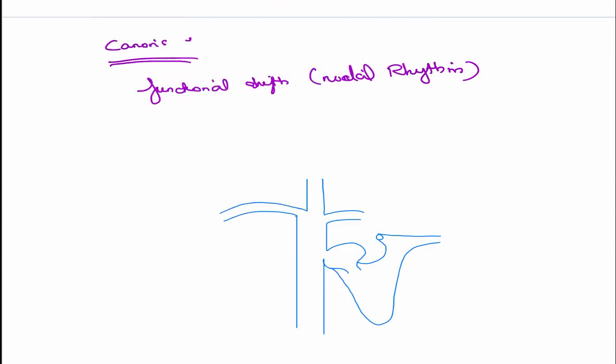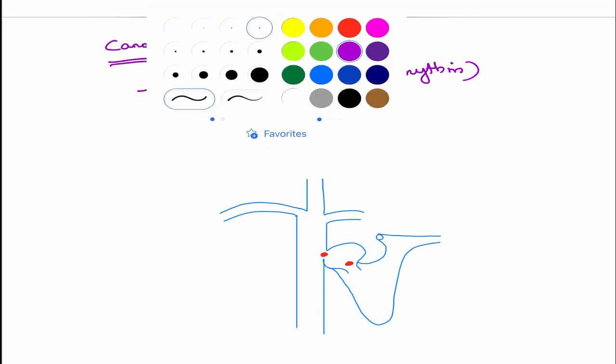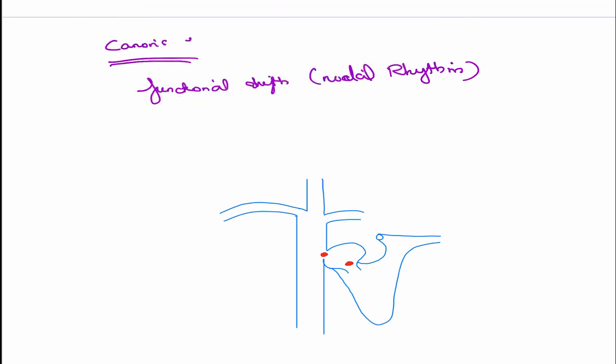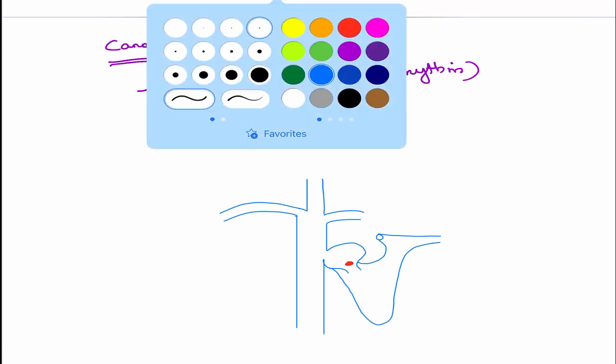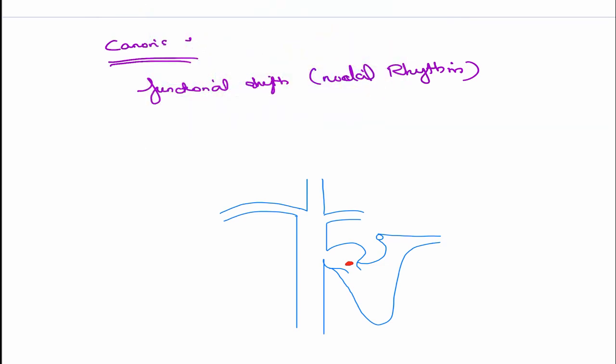Coming back to the same picture, this is the AV node and this is the SA node. Now imagine the SA node fails. SA node is actually the one which sets the rhythm. Then who has to set the rhythm? The AV node has to set the rhythm.